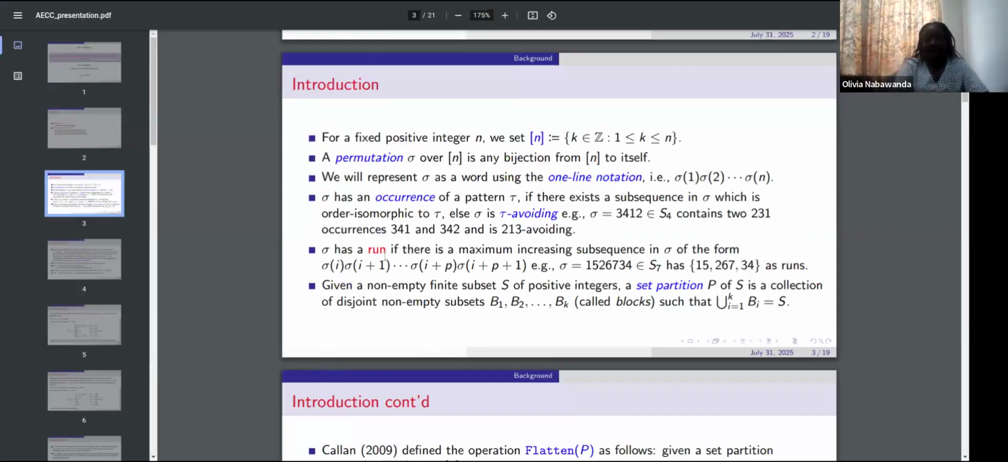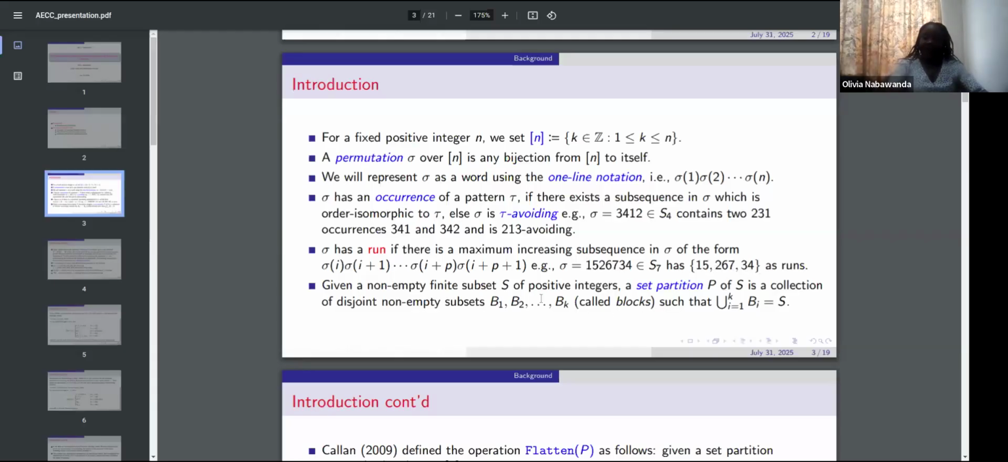And then I also have a run in a permutation, and this is simply a maximal increasing subsequence in a permutation sigma. For example, given this permutation sigma, 1, 5, 2, 6, 7, 3, 4, this has 3 runs, and those runs are 1, 5, then 2, 6, 7, then 3, 4. We are only interested in maximal increasing subsequences. Whenever you come across an element which is smaller than the last element in that subsequence, that's where our run ends. So this permutation here has 3 runs, as shown here.